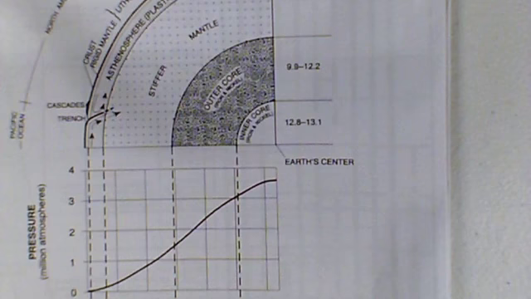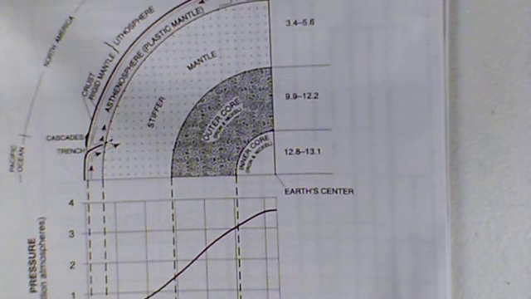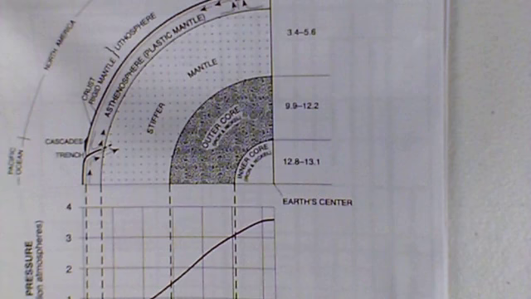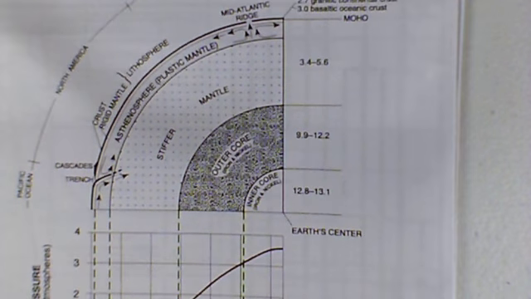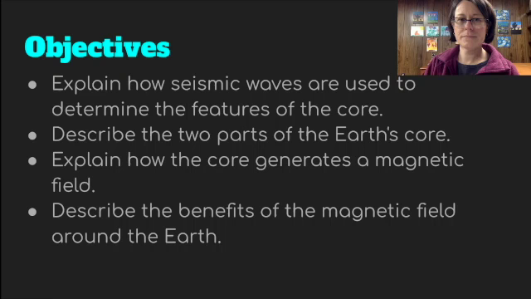Now, we're just focusing on the core this time. We will take a look at the other parts of this in the other videos when we talk about the mantle and the crust. Okay, so our objectives for this video were to explain how seismic waves are used to determine the features of the core, describe the two parts of the Earth's core, explain how the core generates a magnetic field and describe the benefits of the magnetic field around the Earth.